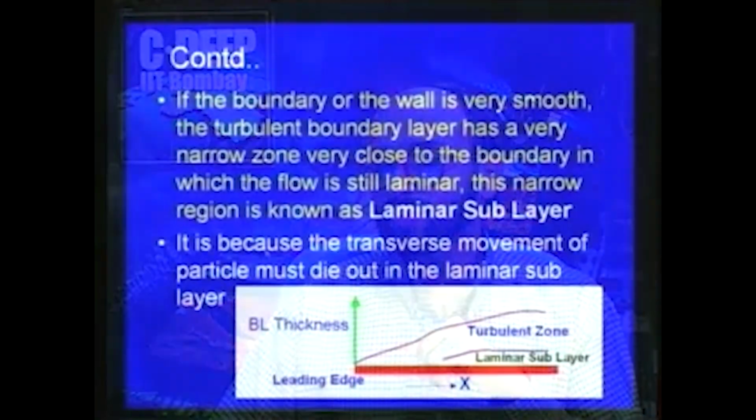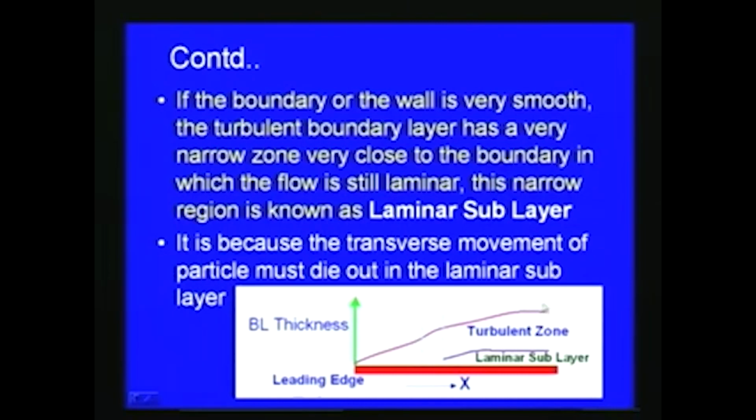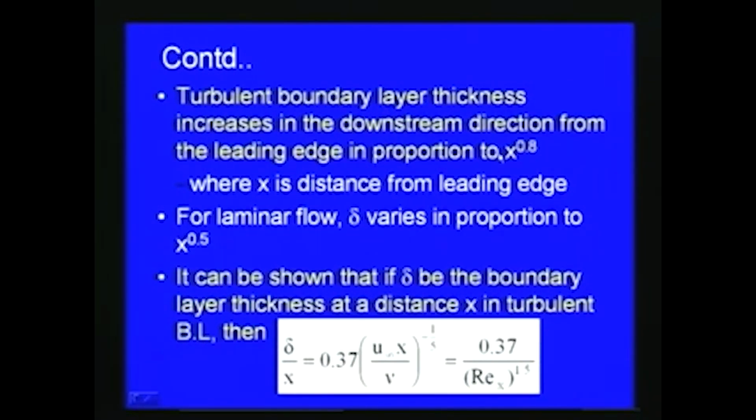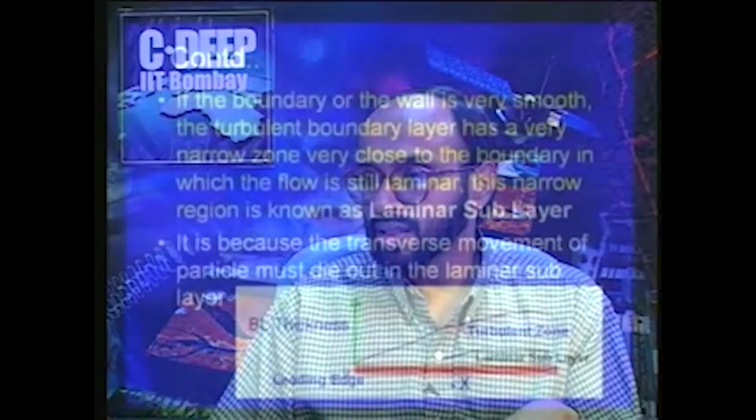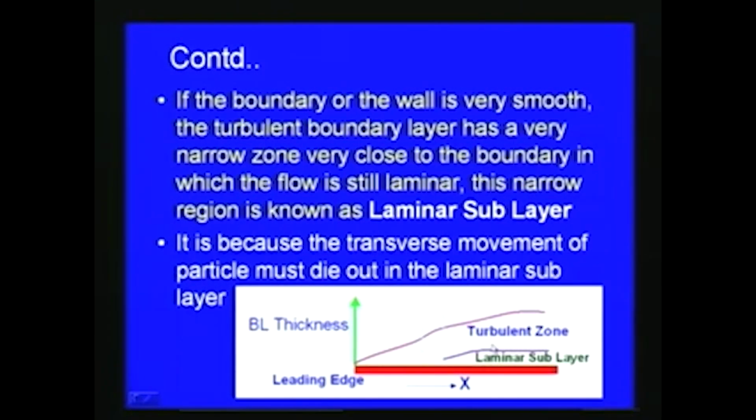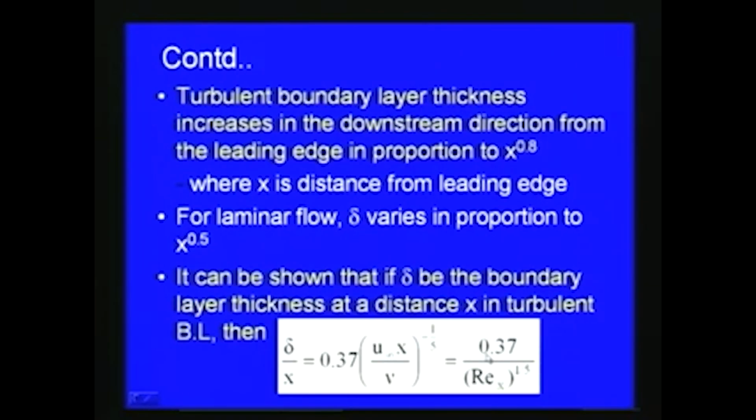As we can see here, after the transition the boundary layer thickness is increasing. The turbulent boundary layer thickness increases in the downstream direction from the leading edge of the plate, as we have already seen in the previous figure. From the leading edge the boundary layer thickness keeps on increasing. As far as the turbulent boundary layer is concerned, experiment shows, especially for flow over a flat plate, that the boundary layer thickness increases in the downstream direction from the leading edge in proportion to x to the power 0.8, where x is the distance from the leading edge.